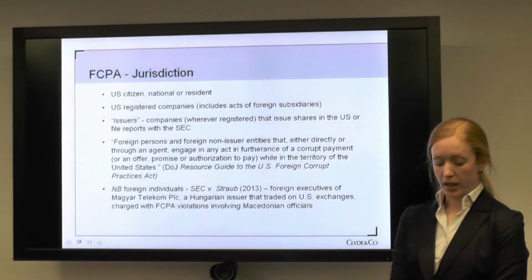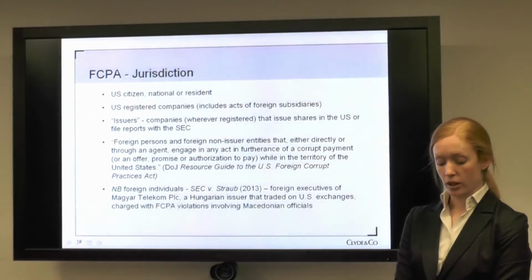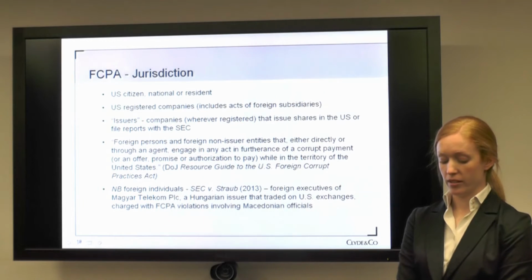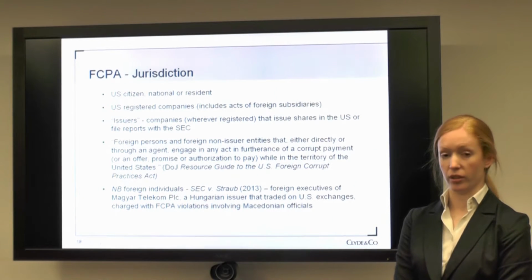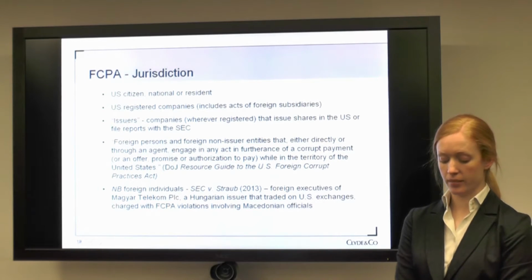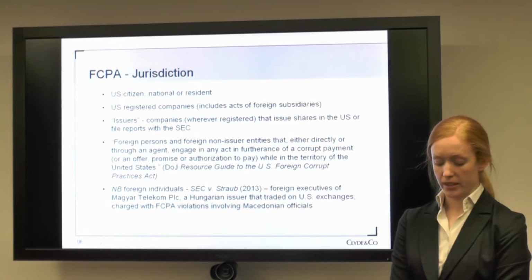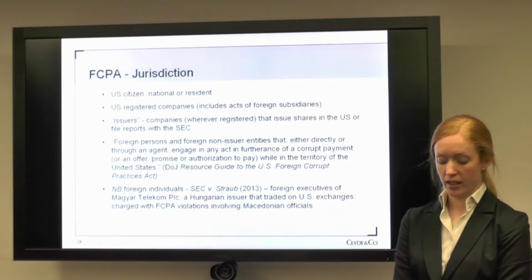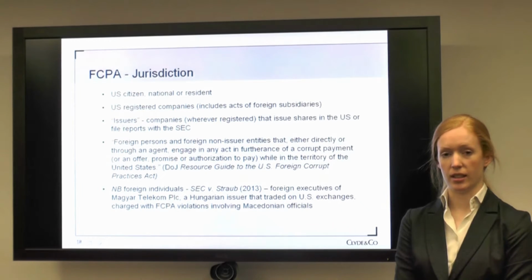The FCPA applies to foreign firms and persons who cause, directly or through agents, an act in furtherance of a corrupt payment to take place within the territory of the United States. It also encompasses issuers, i.e. companies that issue shares in the US or file reports with the Securities and Exchange Commission.